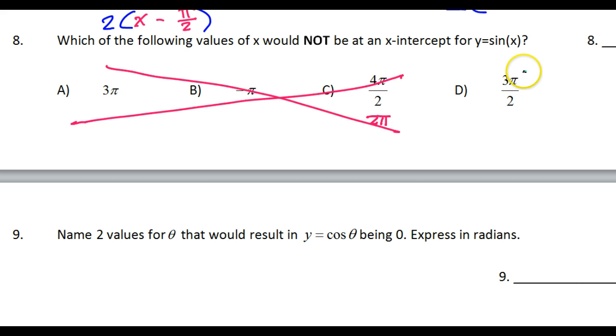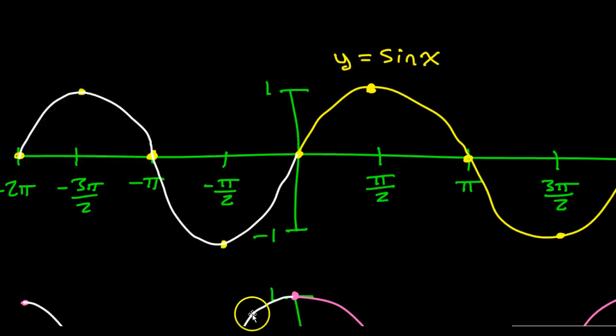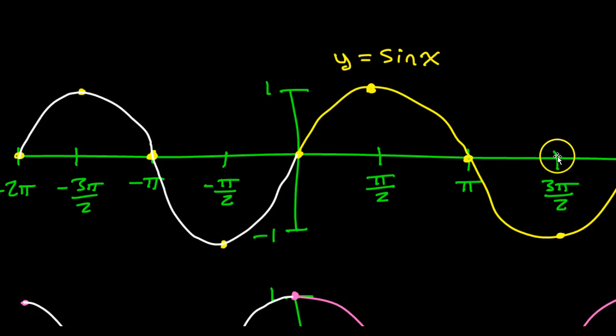The only one that's not an x-intercept is D. D is the only one that is not an x-intercept, and you can see it right here. What, 3 pi over 2? Yeah, see, at 3 pi over 2, the value of sine is negative 1. It's not on the x-axis there.